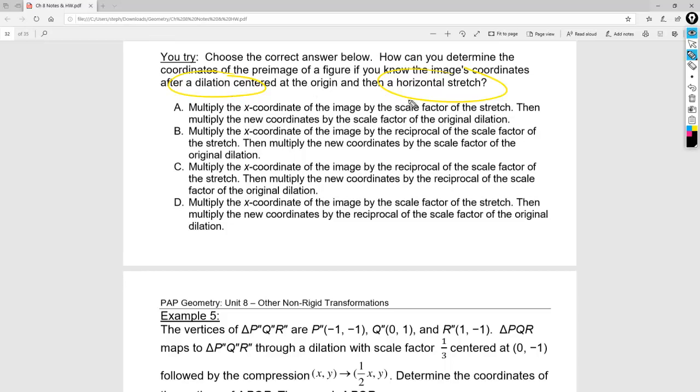Okay, we need to do the opposite, so since we stretched, we need to divide or multiply by the reciprocal, and because we dilated, positively, it doesn't matter, you'd multiply by the reciprocal or divide by your scale factor. So I would need to multiply by the reciprocal of the scale factor of the stretch, and then multiply by the reciprocal of the scale factor of the original dilation. So your answer would be C.